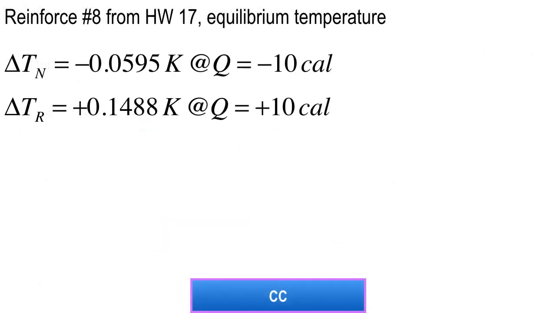Here's your results. You may recognize this from your homework. Liquid N drops 0.0595 Kelvin. Liquid R rises in temperature 0.1488 Kelvin.